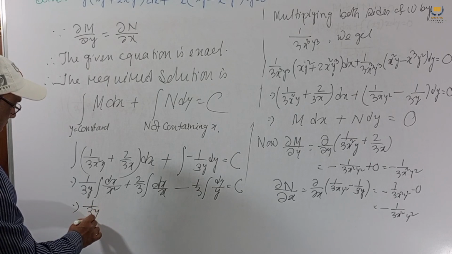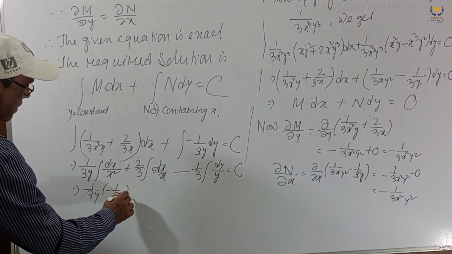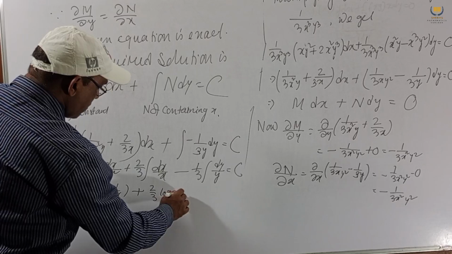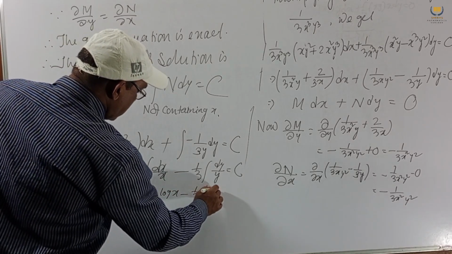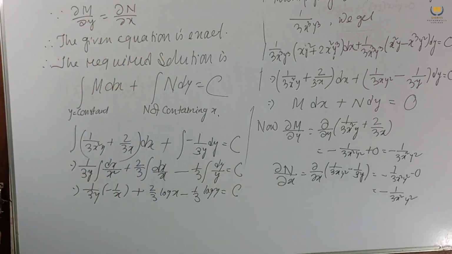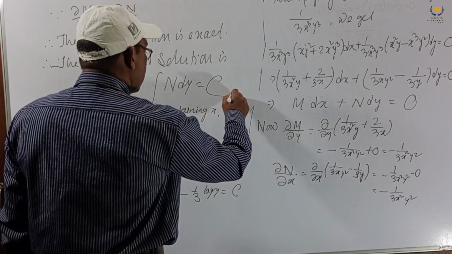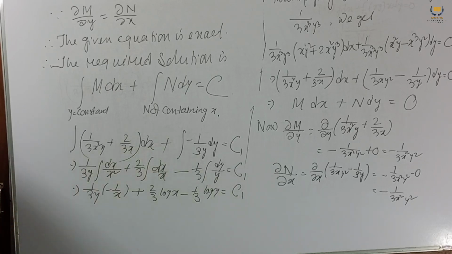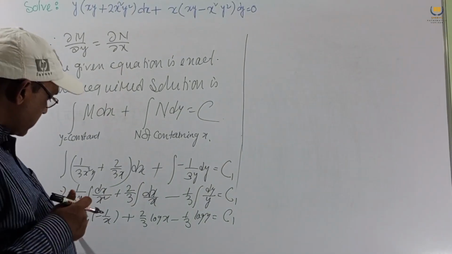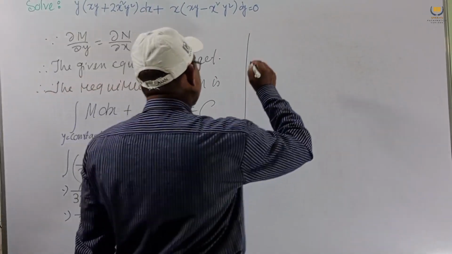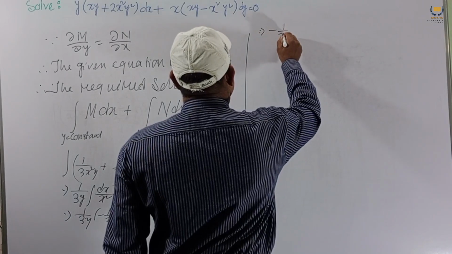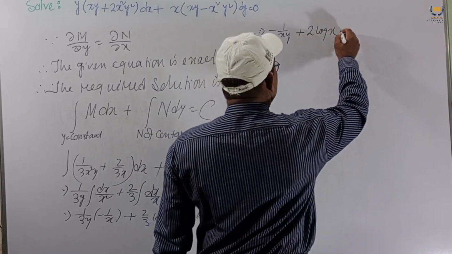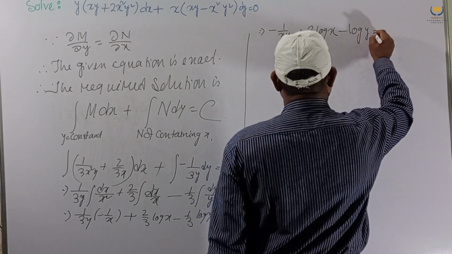1/(3y), if we integrate this, we get −1/x, and this is 2/3, dx/x means log x, dy/y means log y, equals c. We take c as c1, and multiply both sides by 3. Denominator is 3, so multiplying both sides by 3, then we get −1/(xy) plus 2 log x minus log y equals 3c1.